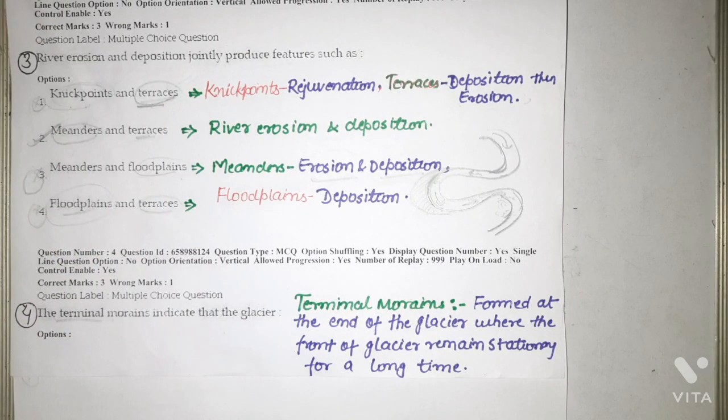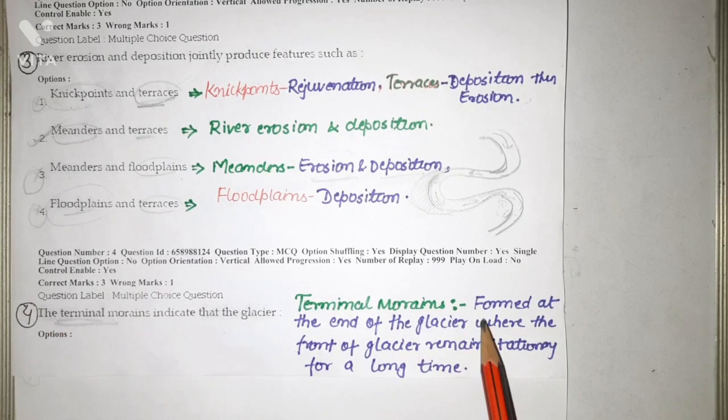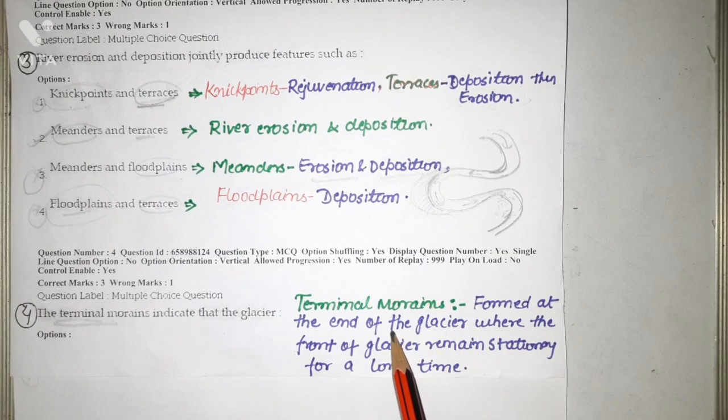The next question says, the terminal moraines indicate that the glacier. First of all, you should know what a terminal moraine is. Terminal moraines are those formed at the end of a glacier. These are also known as end moraines, where the front of the glacier remains stationary for a long time. Now let us check the options.